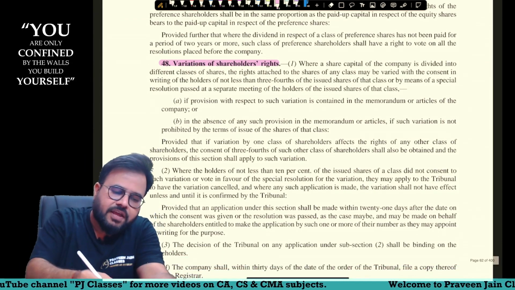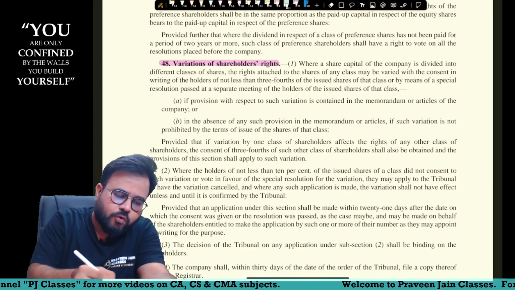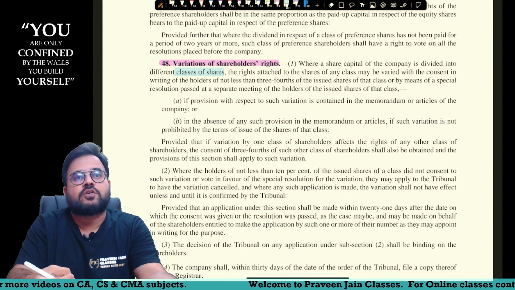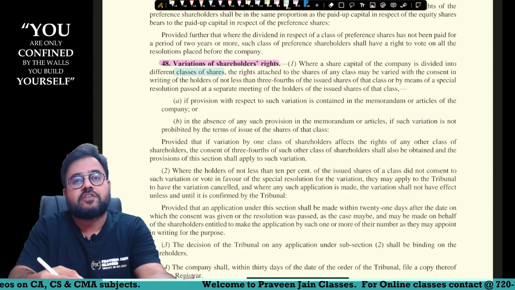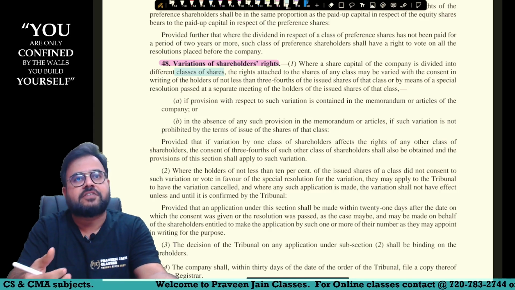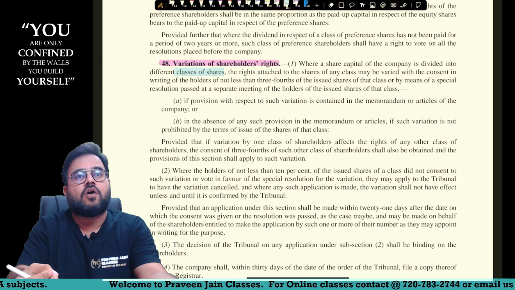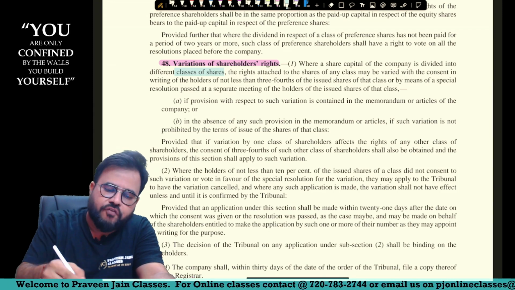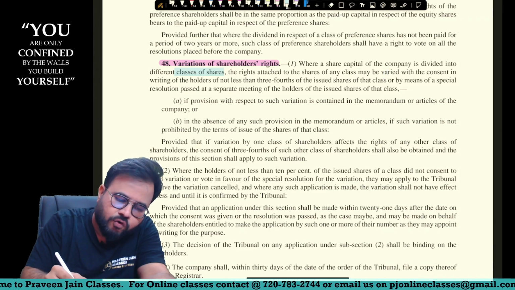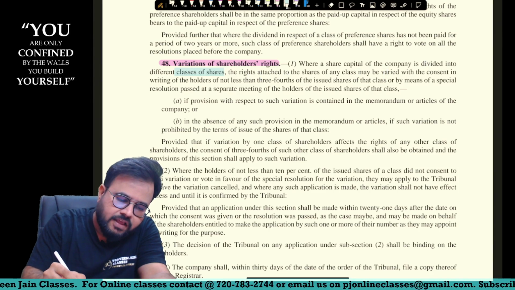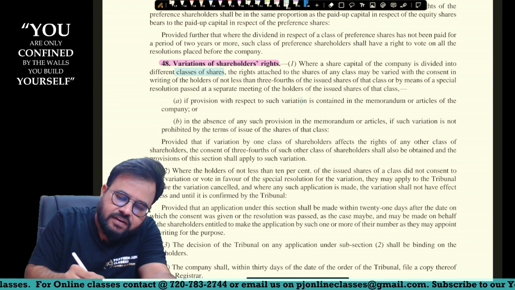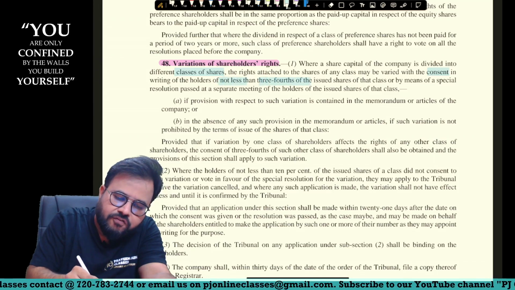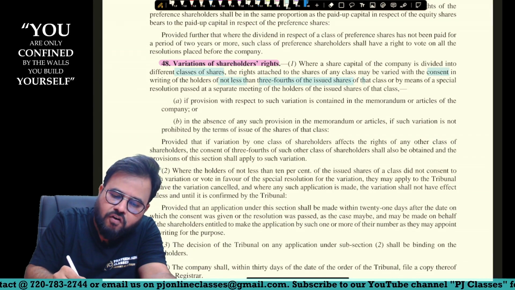Whenever a company wants to vary the shareholders' rights, obviously we are talking about class shareholders. Class shareholders are nothing but your preference shareholders. You have various varieties, 8%, 10%, 12%. These are all class shareholders. Here the company's proposal is to vary their voting rights. Is this allowed? The answer is yes. To do this, consent is required of not less than 3/4 of the issued shares of that class.